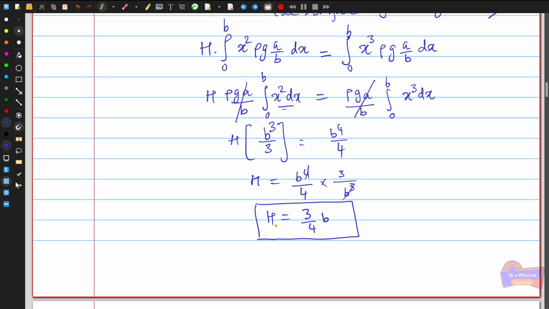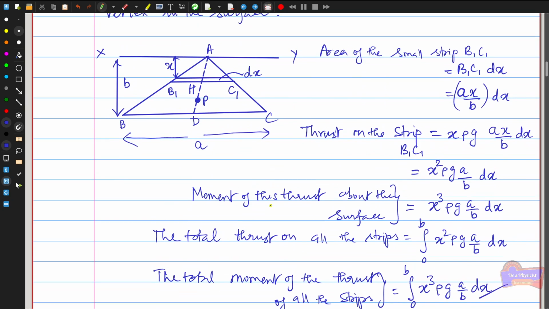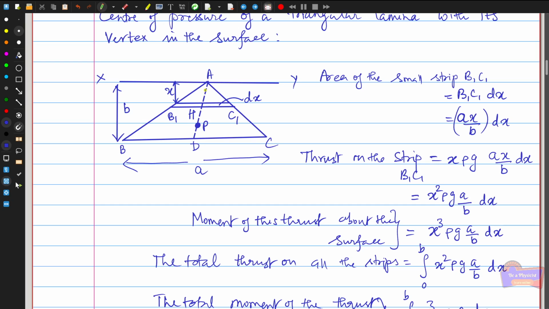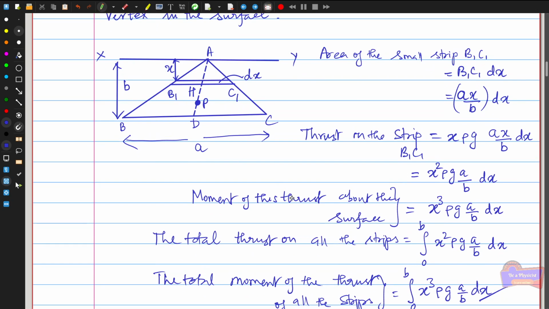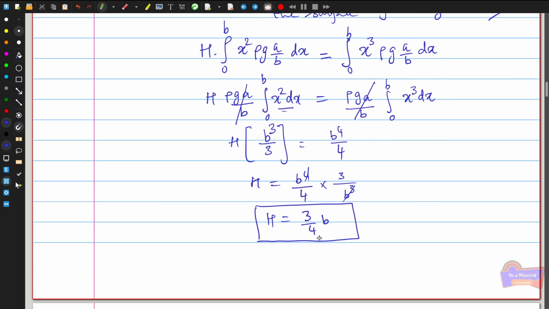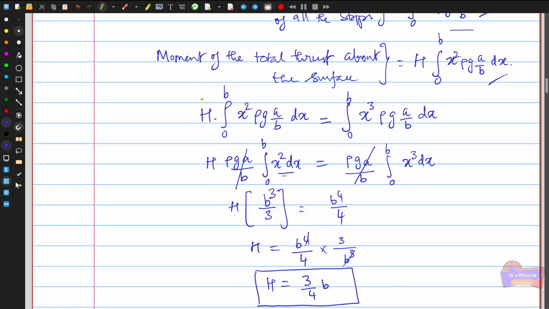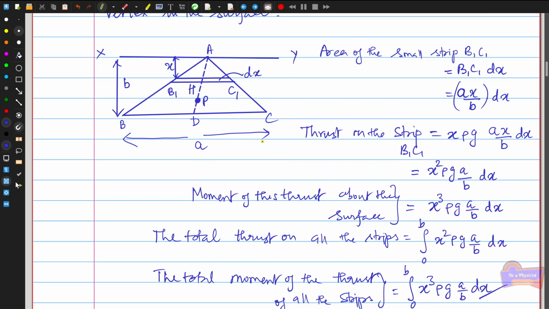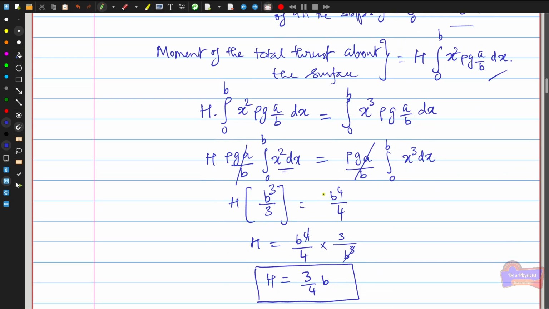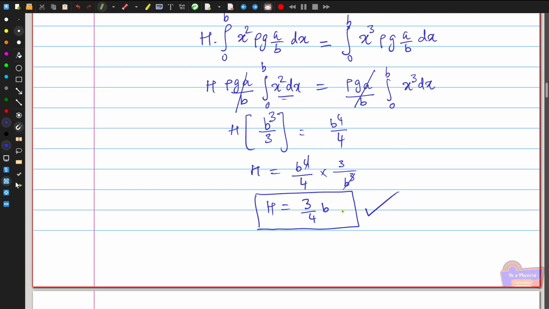So the center of pressure of the triangle, whose vertex is immersed on the surface of the liquid, lies at 3 by 4 times the height b from the water surface. Okay, so this is the expression. Using this expression, you can easily calculate the center of pressure of the triangular lamina which is immersed vertically in a liquid with its vertex on the surface.